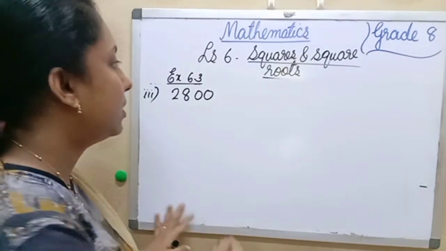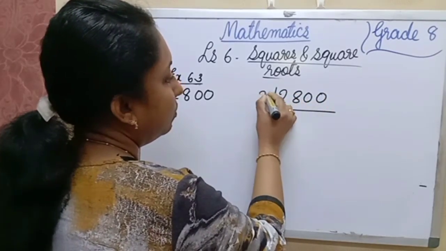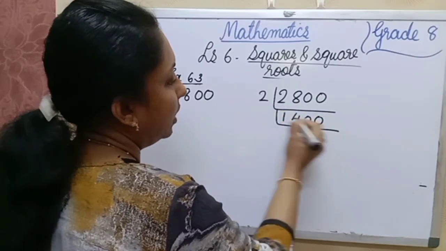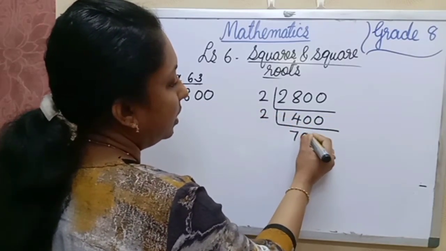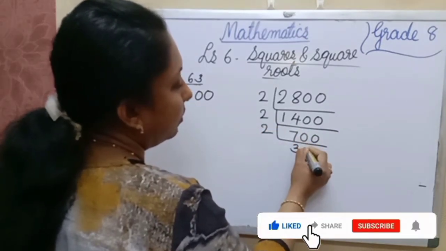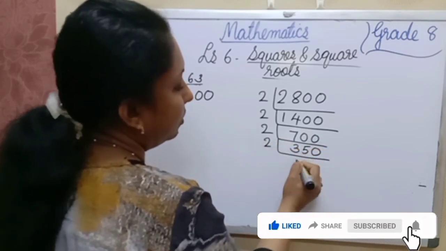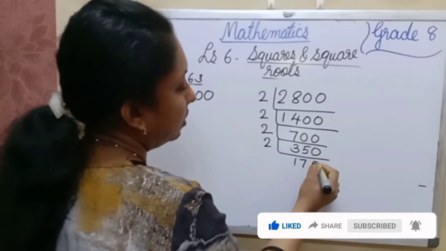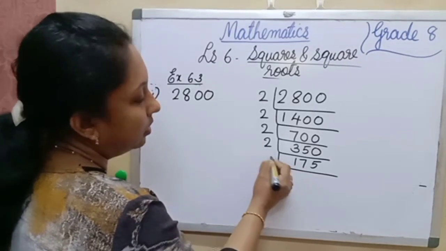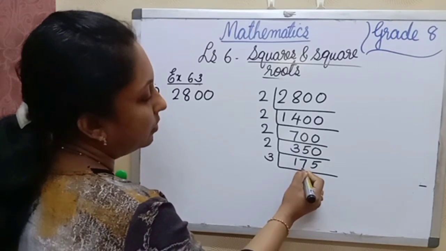2800. First we have to find the factors of 2800. 2, 2 fours are 8, 1400. Then again 7 twos are 14, 700. Then 3 twos are 6, 5 twos are 10, 350. Again 2, 175. Then 3, 5 threes are 15.